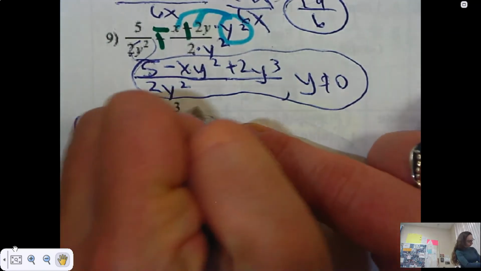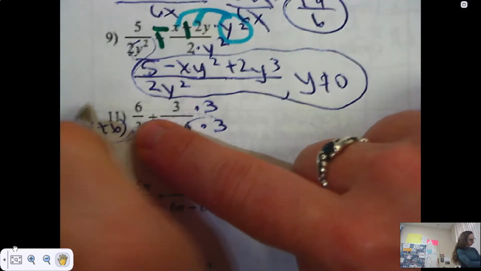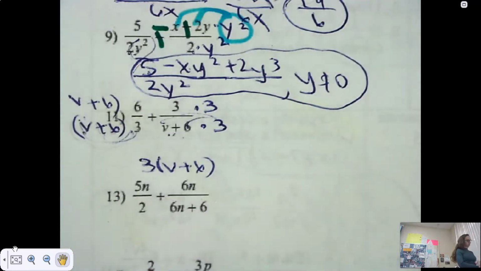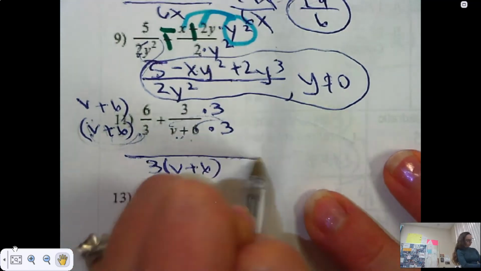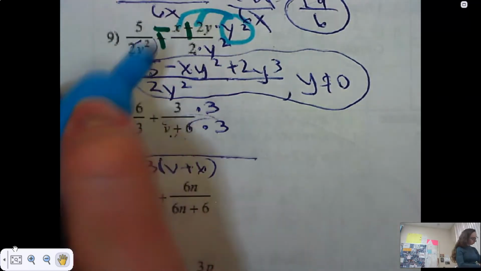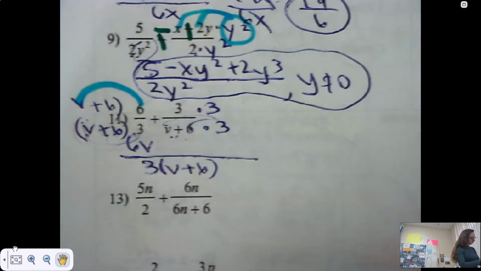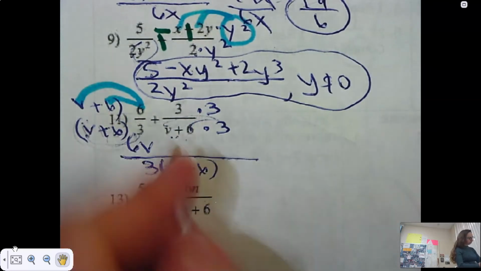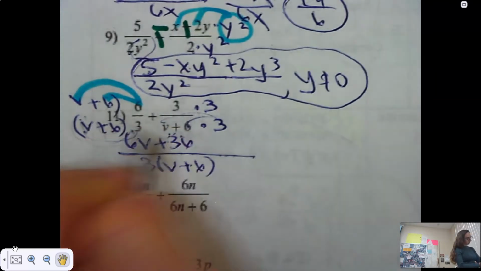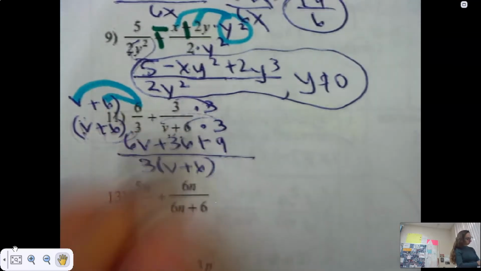But when I do something to the bottom, I got to do it to the top. Draw my big old line. Distribute. This is the mistake you guys make. Do the little distributing symbols because then you forget to go 6 times 6, which is 36. And then 3 times 3 is 9.